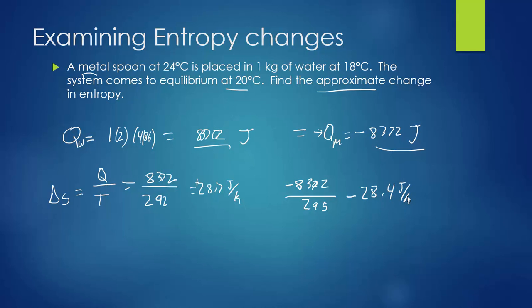So we can see a negative change in entropy, which means the particles actually slowed down and became more ordered. But we did not violate the second law because the net change is actually still positive. 28.7 plus negative 28.4 is equal to 0.3 joules per Kelvin. So the net increase in entropy is positive, just like we expect it to be, because for every natural process, and putting a hot spoon into cool water and having the temperature come to the middle is a natural process, we expect the entropy to increase.